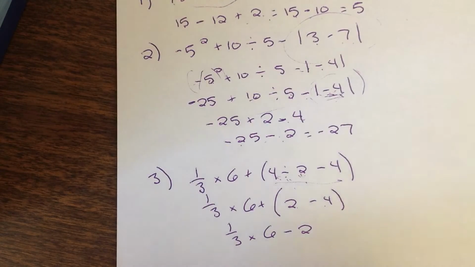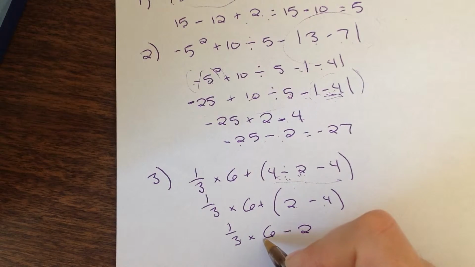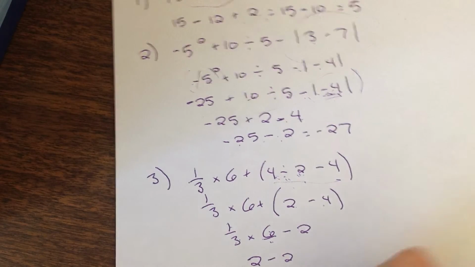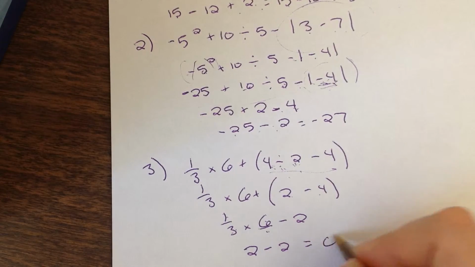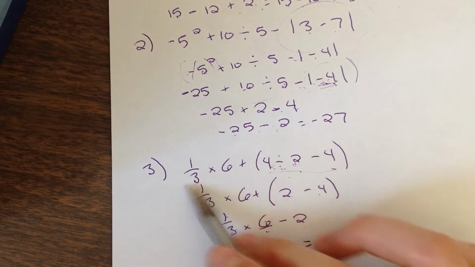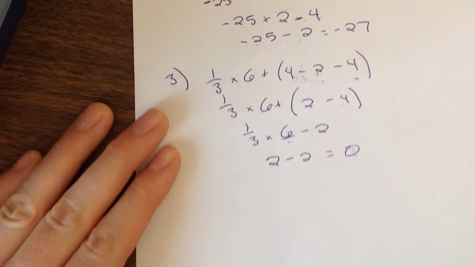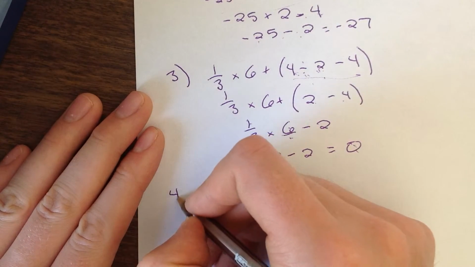Now exponents, no exponents, so we're done there. Multiplication, 1/3 times 6. We can think about it as 6 over 1. So 1 times 6 is 6, over 3 times 1 is 3. 6 over 3 is 2, minus this 2. 2 minus 2 is 0. So this whole thing becomes 0. Let's try one more. This one's going to be pretty intense.